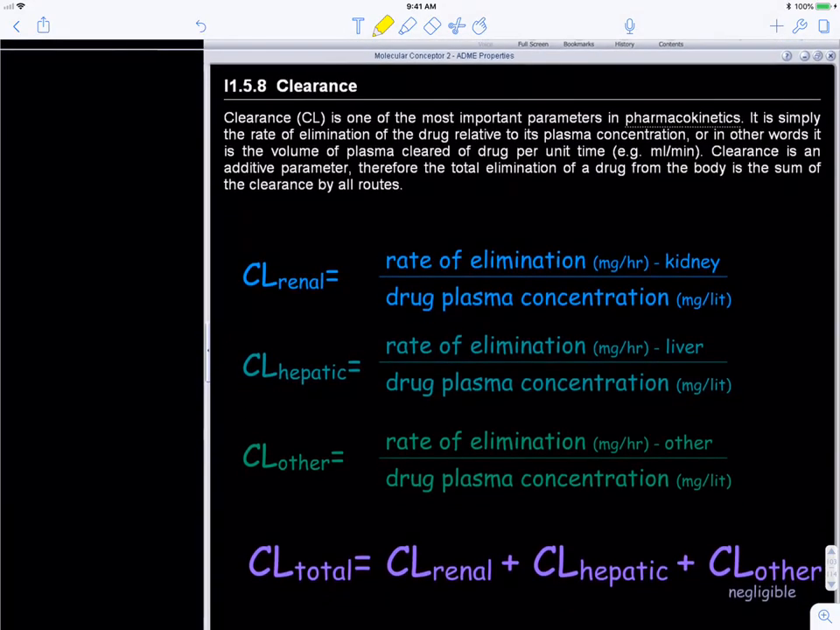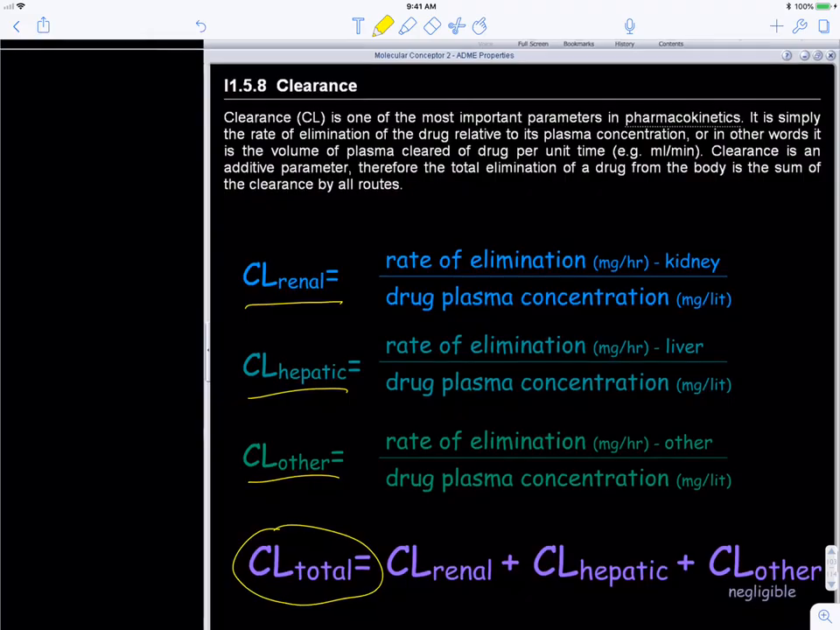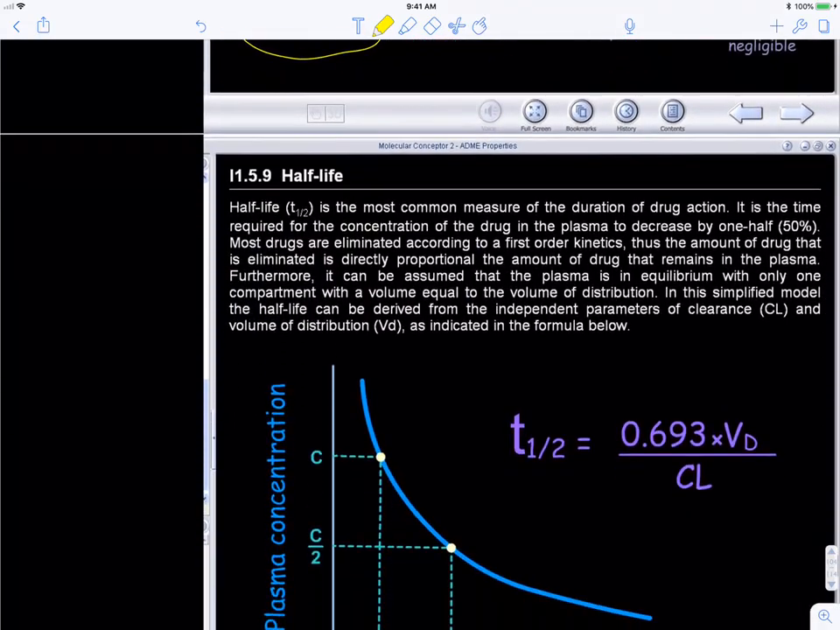Another parameter I want to introduce, and it's actually very important in pharmacokinetics, is the so-called clearance. It's simply the rate of elimination of the drug relative to the plasma concentration. We'll define different clearances depending on the route of elimination, and together they make up the total clearance of the drug. Knowing the clearance of the drug will help us determine the half-life of the same drug.